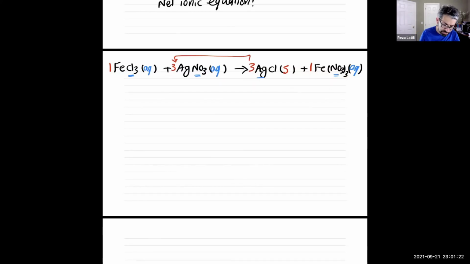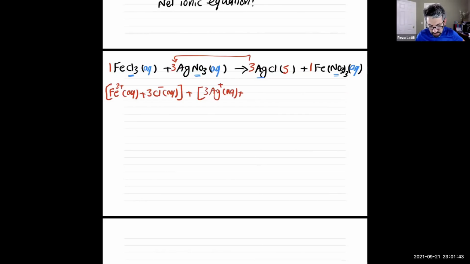Break it down to ions. You get 1 iron ion plus 3 chloride ions from the first compound. Then you get 3 silver ions plus 3 nitrate ions from the second compound. Then you get the product. It says 3 moles of silver chloride solid. You keep it as it is. You don't touch the solid because it's already out of the solution phase. It's sitting at the bottom of the flask, so it's not inside the solution to break it down to ions.